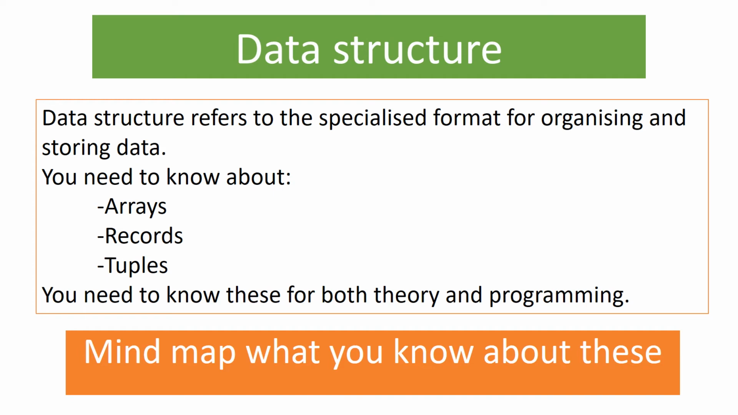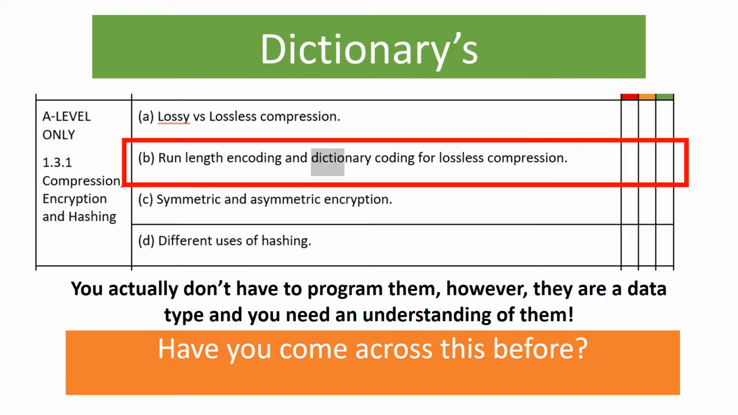In today's lesson, we're going to continue looking at data structures. Remember, you should already know what arrays, records and tuples are. Now we're going to be looking at what's called a dictionary. Now a dictionary is another data structure. Although not actually needed by this course, you do have to have an understanding of them.